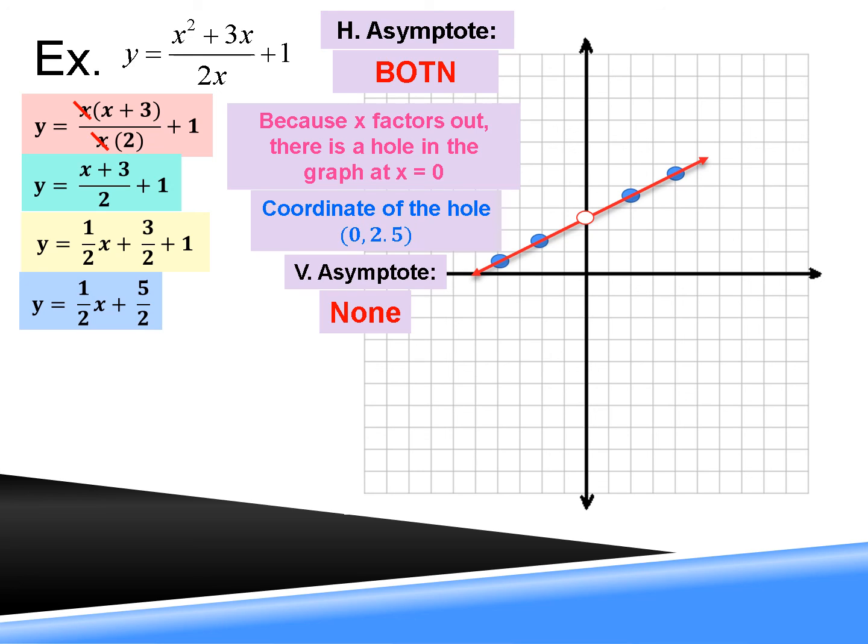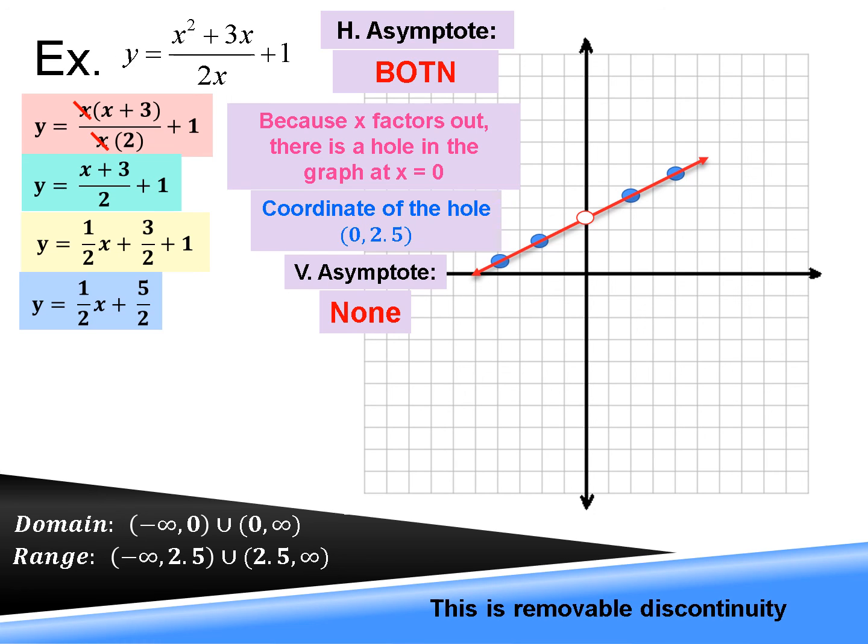So let's talk about the domain of this function. Since there's no asymptote, it's going to be negative infinity to the x-coordinate of the hole, x-coordinate of the hole to infinity. So the x-coordinate is 0. So it's going to be negative infinity to 0, union 0 to infinity. Now for the range, it's going to be negative infinity to the y, and then y to positive infinity. Well, the y-coordinate of my hole is 2.5. So it's negative infinity to 2.5, union 2.5 to infinity. And this is a hole, so it is a removable discontinuity.